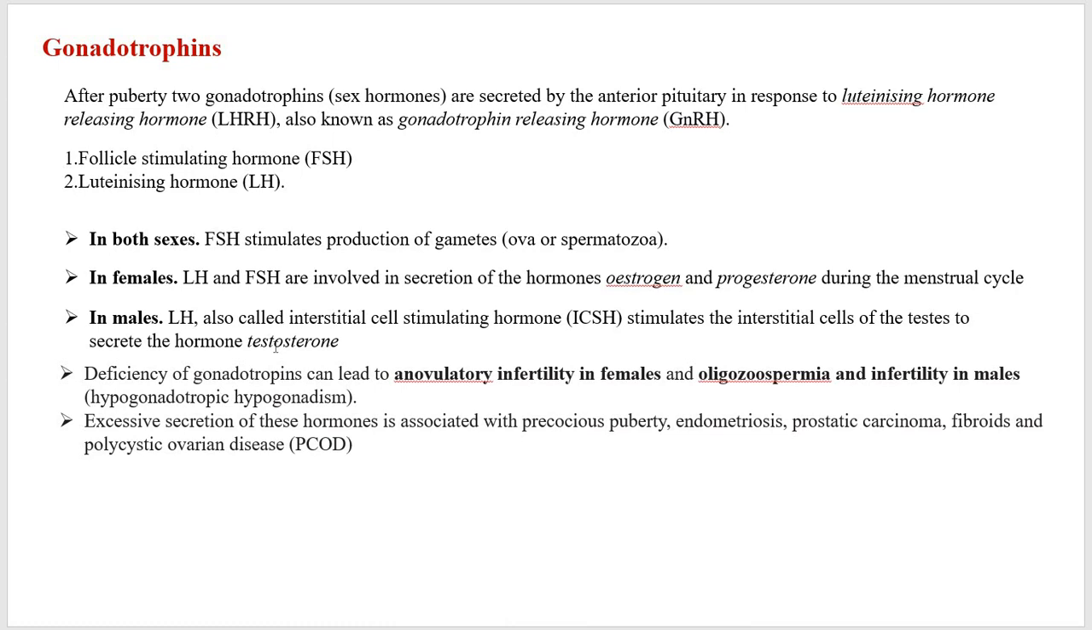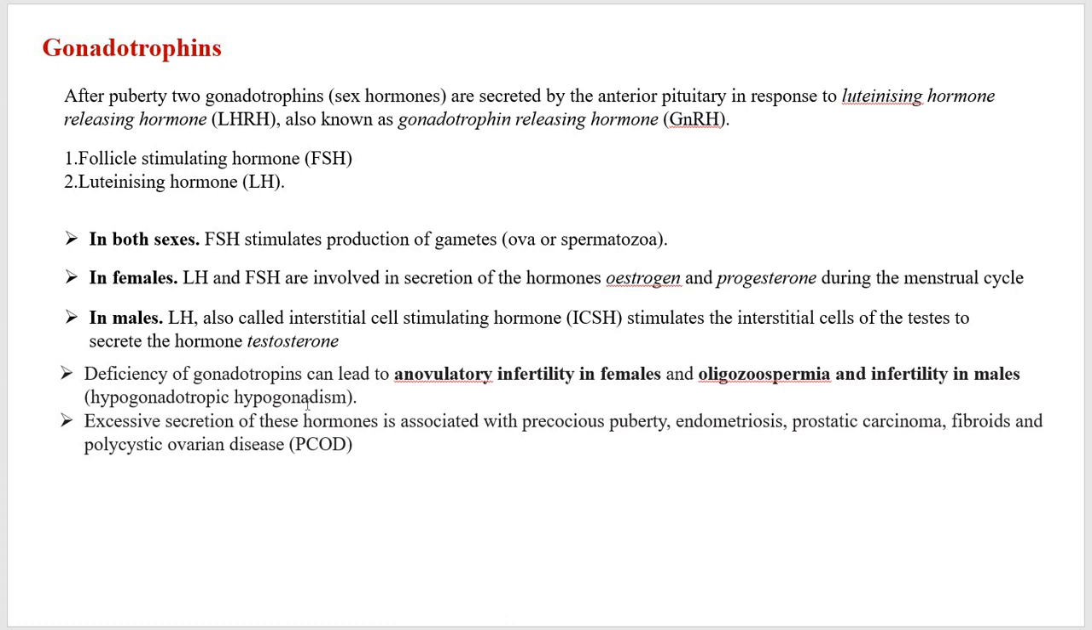So FSH is present in both sexes, in female as well as in males, and the function of FSH is to promote the production of gametes. Then in females, the LH and FSH are involved in the secretion of estrogen and progesterone during the menstrual cycle, and in male, LH acts on interstitial cells in the testis and promotes the secretion of testosterone. The deficiency of gonadotropins leads to anovulatory infertility in female, and oligospermia and infertility in males.